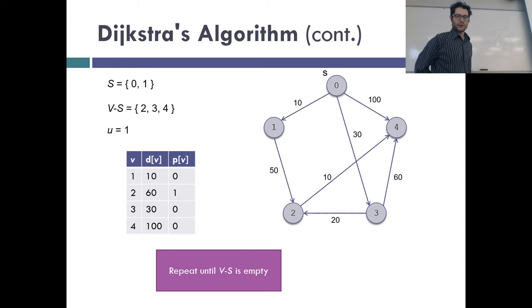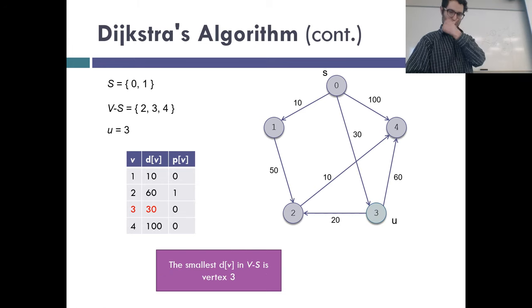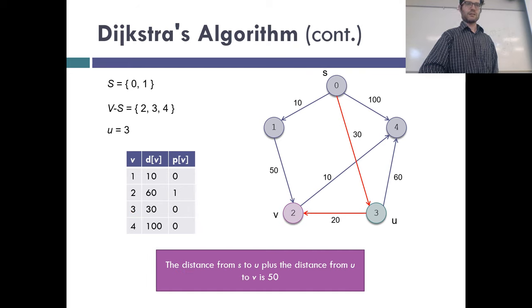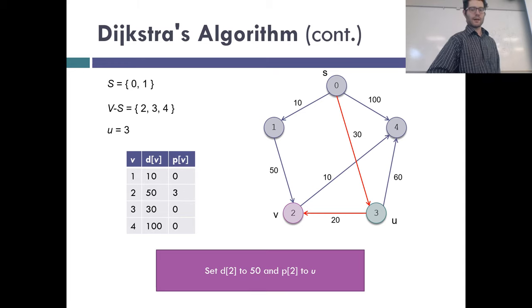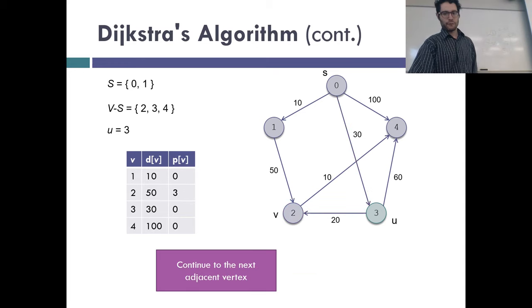So we figure out what our next node to look at is. We look at the one that has the shortest distance for the ones we haven't done yet. So 60 is the shortest, 30 is the shortest, so it was node 3. So let's look at the edges coming out of node 3. It costs 30 to get to 3, and then 20 more to get to 2. That's 50. Is 50 less than 60? It is. So now we update node 2 with a cost of 50 and say we can get there by going through 3. Similarly, for node 4, we look at the cost to get to 3 is 30.